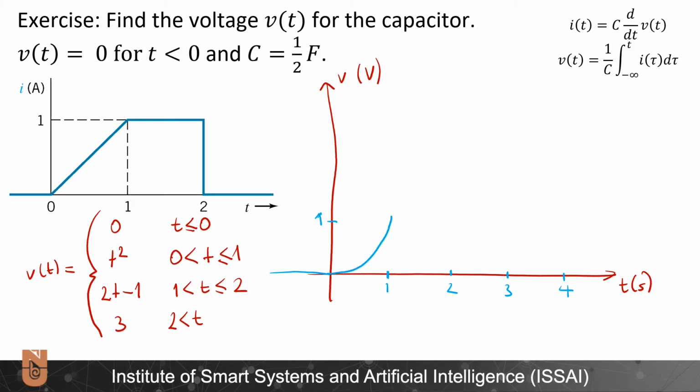Then I have 2t minus 1. At t is equal to 1, it is 1. And at t is equal to 2, it will be having the value of 2 here and 3 here. The value of 3. So a straight line here. And then afterwards, I have a constant value, which is 3. It will go as a straight line. So this will be the sketch of the voltage versus time for this capacitance.